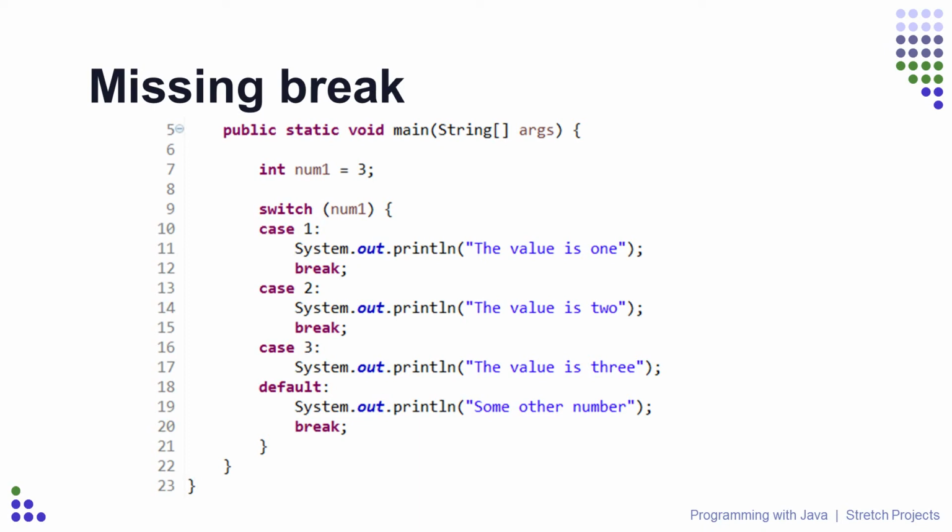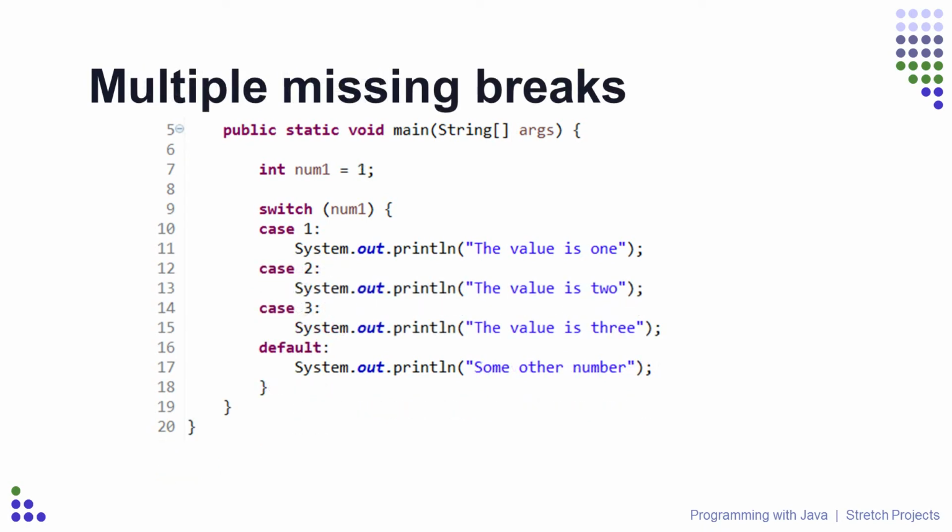In fact, if we took out the remaining breaks and changed the value of num1 to 1, we would get every message output. If we took out all of the breaks and changed the value to 2, we would see all of the messages from the value is 2 onwards. The code doesn't move up, it just moves downwards.